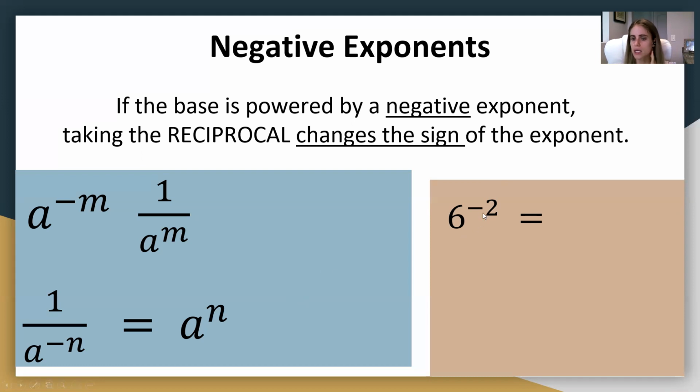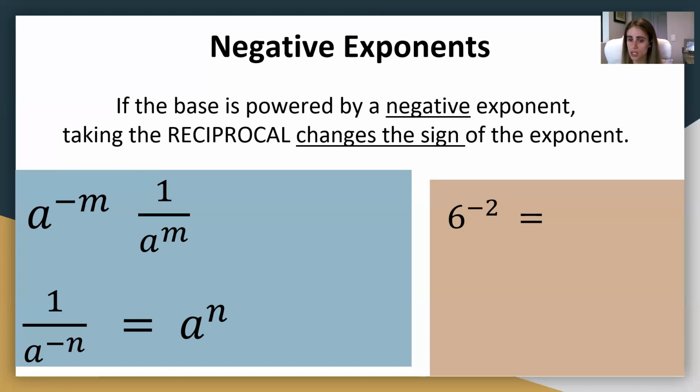So if I have 6 to the exponent of negative 2, well, that 6 is currently not a fraction. So maybe when I went over that last one, you're like, Miss Nailstock, it's not a fraction. How can you take the reciprocal? Well, remember that you can rewrite any whole number as a fraction by making the denominator 1. Because if you divide something by 1, does it change it at all? No. 6 divided by 1 is 6. 7 divided by 1 is 7. 100 divided by 1 is 100.